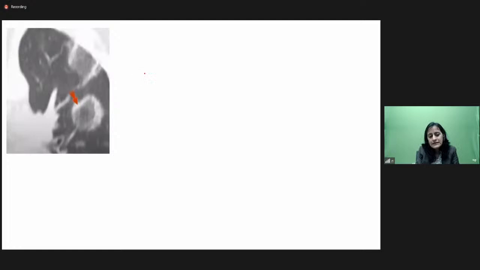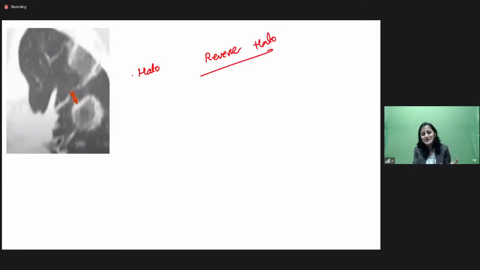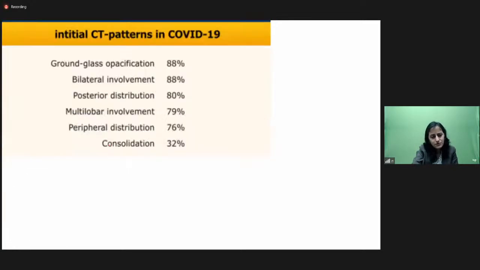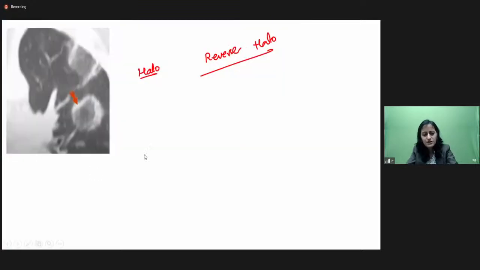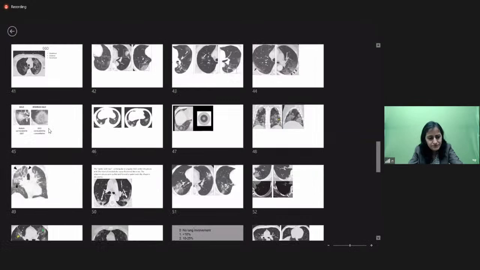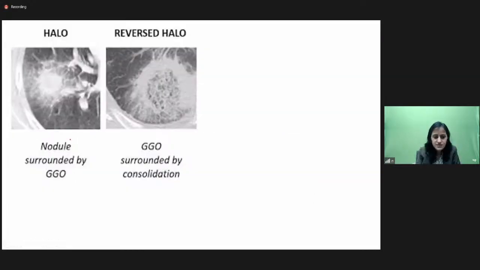Coming to some other fancy signs in your COVID CT chest that we are seeing now, we have the halo sign and we have the reverse halo sign. I remember that is what the flyer read like: what's the halo or the reverse halo, and that is what we'll be decoding here. Now, I think I do have an image. Let me see if I have your image of halo versus your reverse halo sign. Right. So this is your halo and reverse halo.